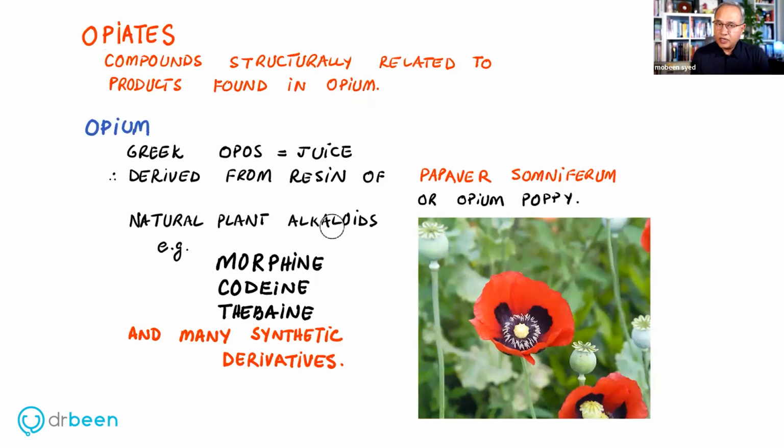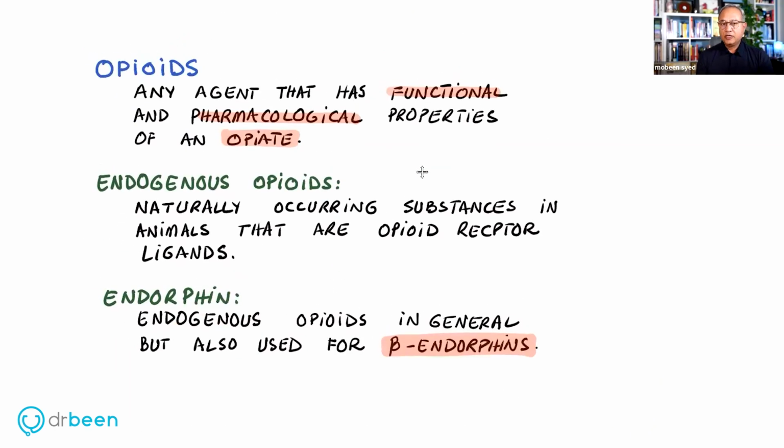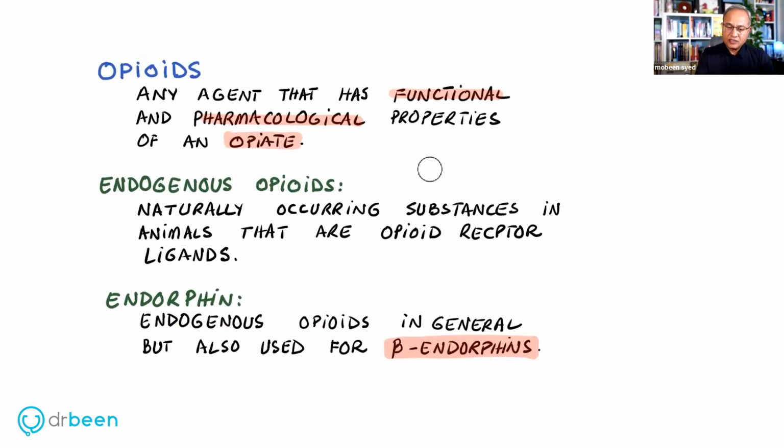Natural plant alkaloids like morphine, codeine, and thebaine are present in there, and these would be called opium. And there are then synthetics as well, which are the derivatives of these. So opiates are products structurally related to opium. Opium refers to the derivatives or direct natural substances in the poppy. Then there is the opioid. In medicine, oid usually means looking like. So opioids will be the substances that look like opium.